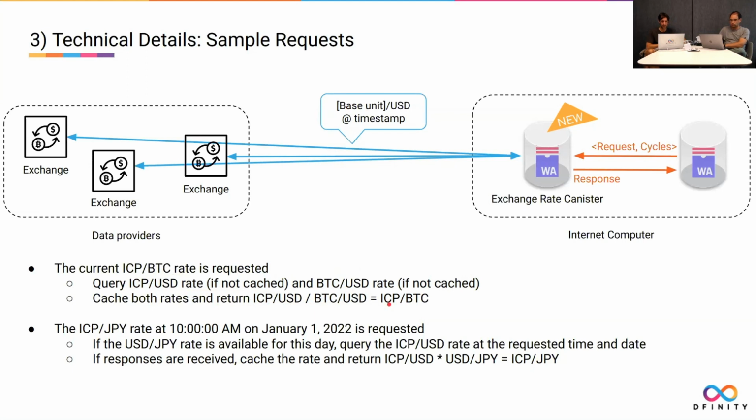And as mentioned before, we'd also like to support other fiat currencies, as well as an optional parameter to go back in time. So let's say somebody wants the ICP price in Japanese yen at 10 a.m. at the beginning of this year. And as before, if we have a USD JPY rate available for the given day, then we'll get the ICP USD rate and combine it with the Forex information to get the requested exchange rate and return it to the requesting canister.